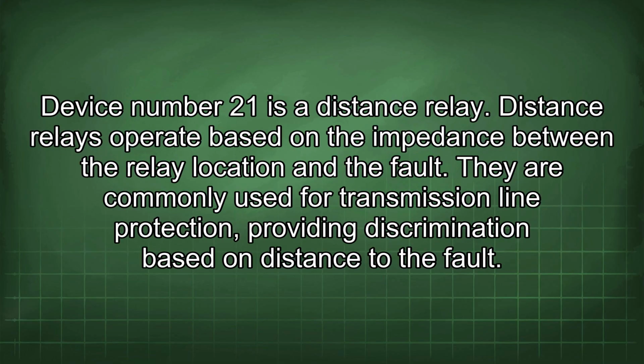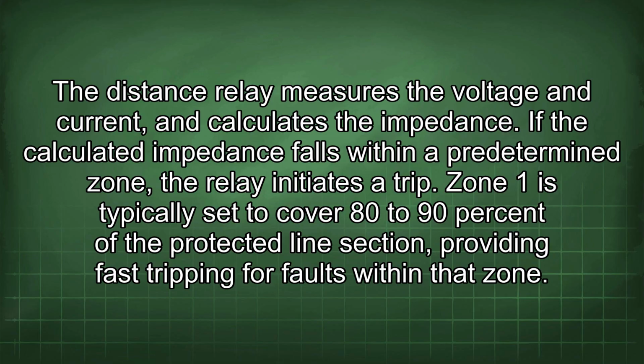Device number 21 is a distance relay. Distance relays operate based on the impedance between the relay location and the fault. They are commonly used for transmission line protection, providing discrimination based on distance to the fault. The distance relay measures the voltage and current and calculates the impedance. If the calculated impedance falls within a predetermined zone, the relay initiates a trip.